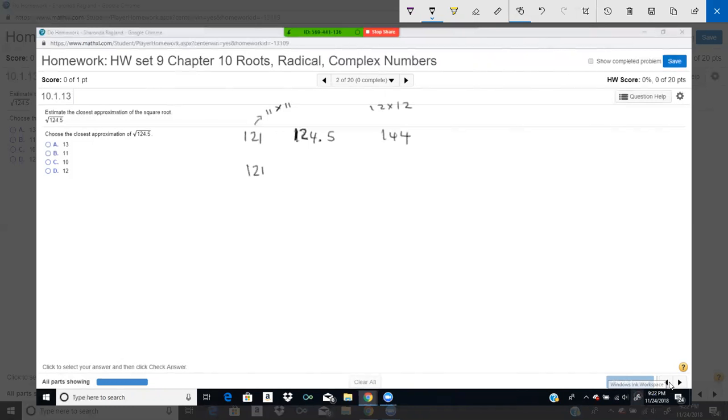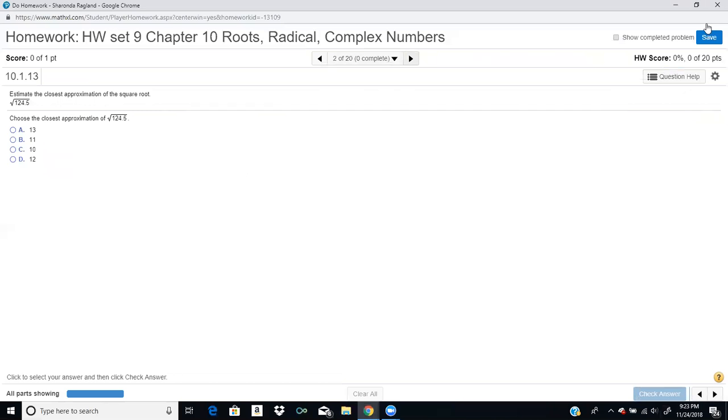So it says choose the closest approximation. The closest approximation for this one: this is 144, this is 121, so it's closer to 11. Good. That's all you're doing. Perfect squares.